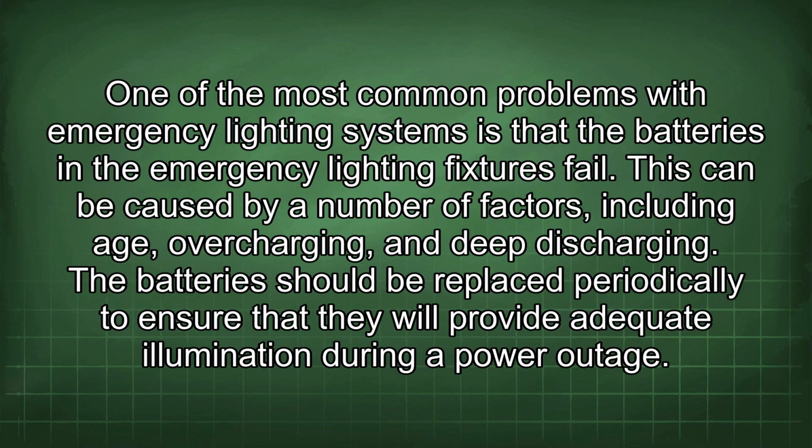One of the most common problems with emergency lighting systems is that the batteries in the emergency lighting fixtures fail. This can be caused by a number of factors, including age, overcharging, and deep discharging. The batteries should be replaced periodically to ensure that they will provide adequate illumination during a power outage.